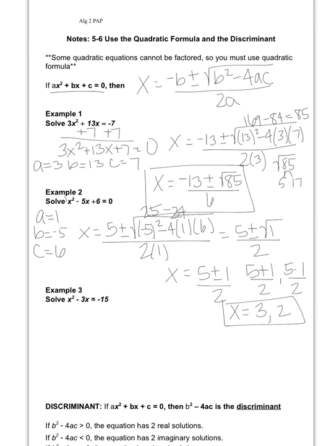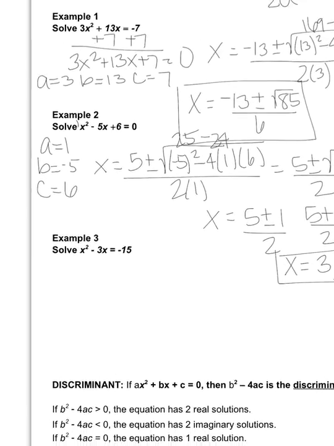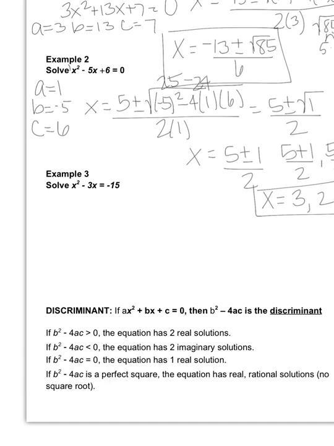Okay, example 3. Notice it's not in standard form. We need to set it equal to 0, so I'm going to add 15. So you have x squared minus 3x plus 15 equals 0. So we're going to find a, b, and c. a is 1, b is negative 3, and c is positive 15.